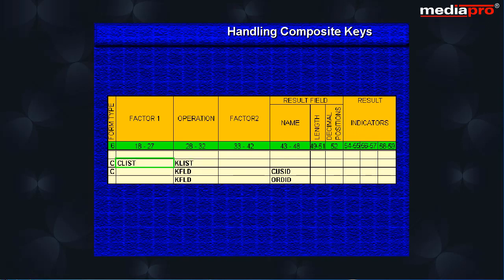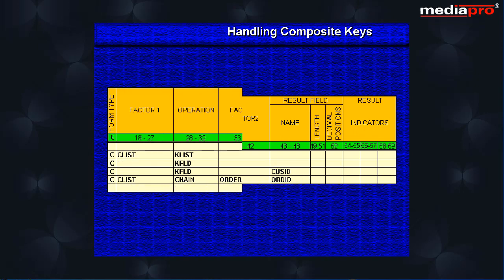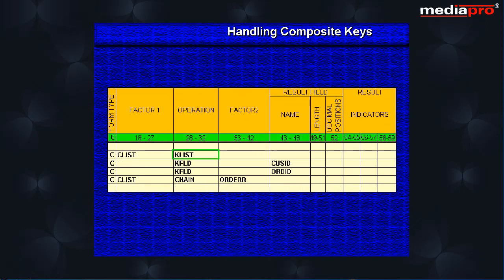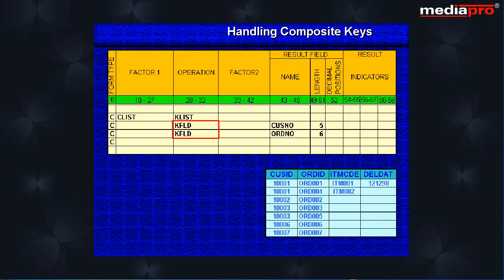Here, C-list is the key list name. It stores the combined value of customer ID and order ID. This K-list is used to chain to the order file. The K fields have different names from that used in the database file.